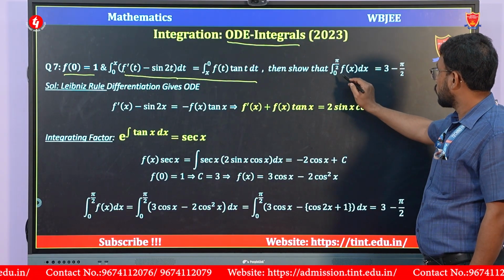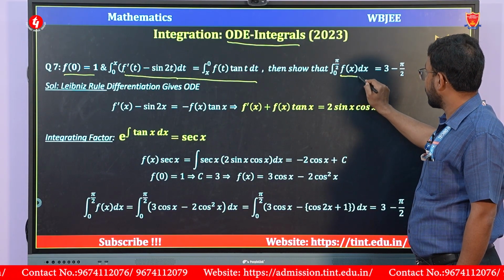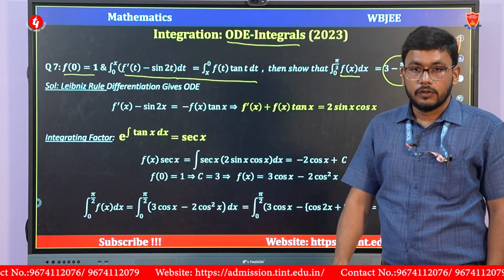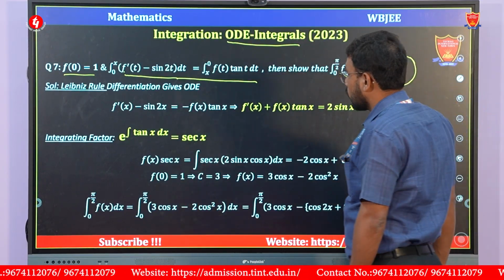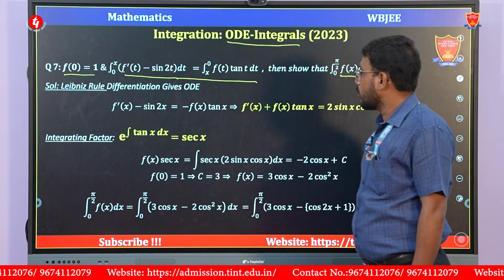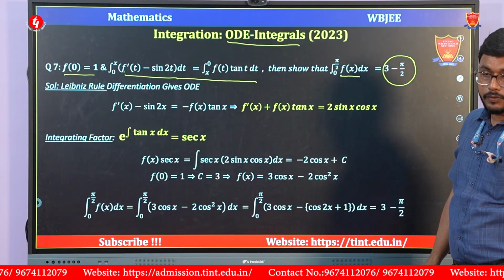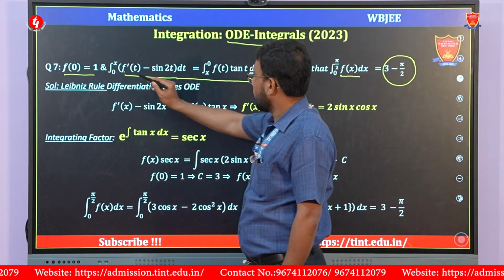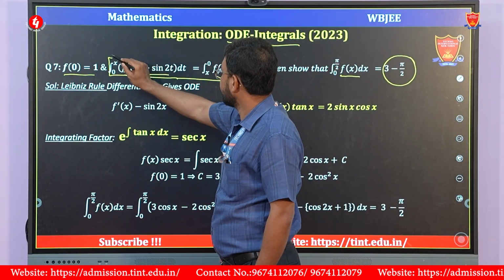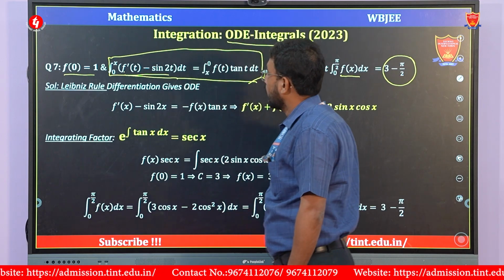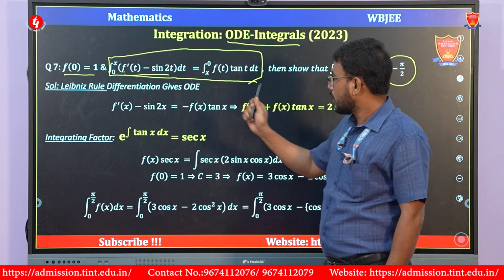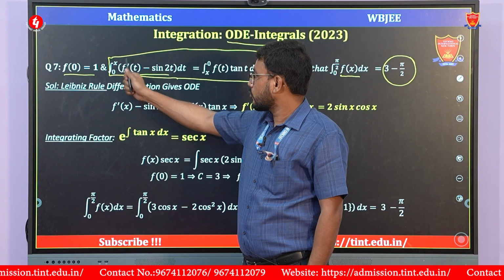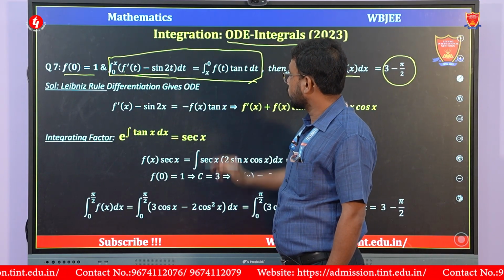Then, the integral from 0 to pi by 2 of f of x dx is 3 minus pi by 2. Now we have to solve this problem using the Leibniz rule, the differentiation rule. For the given problem, it is very simple. What is given? The left hand side integral is from 0 to x and the right hand side integral is from x to 0.